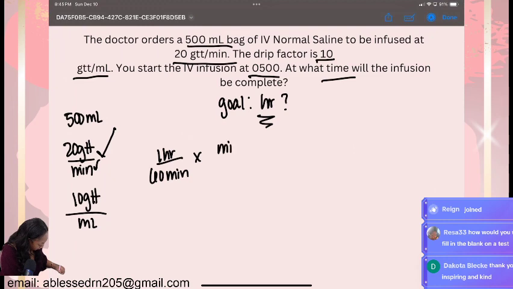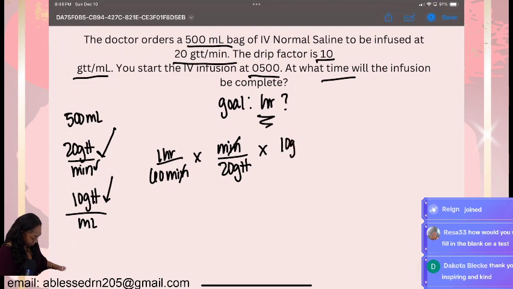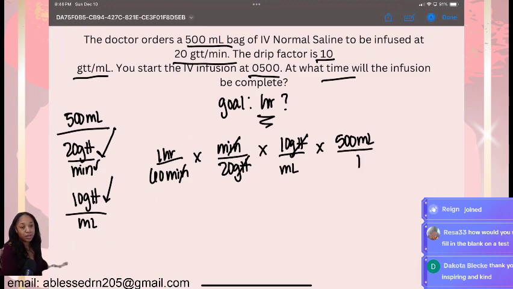So I can flip-flop anything as long as I flip-flop the entire relationship, okay? So minutes are on the top and drops are on the bottom. Now I got drops right here, so I can go right here and put those on top and it'll cross out with what's on the bottom right here. And then I have milliliters left, and so I can use my 500 mL and I put it over 1 as a placeholder so that I know that I need to multiply that part across the top. So milliliters is gone, okay? So we got hours left. Everything else has crossed out except for hours.